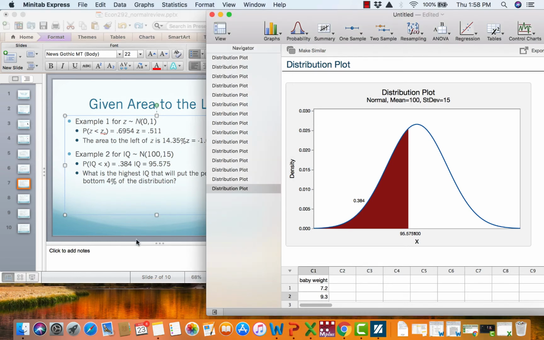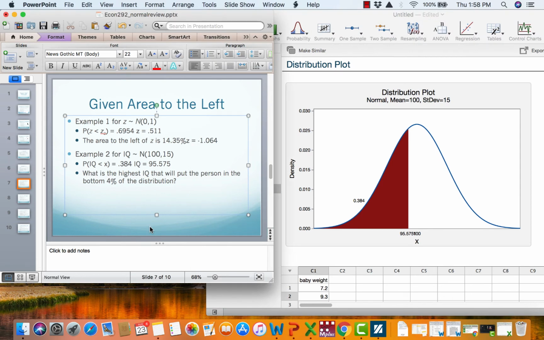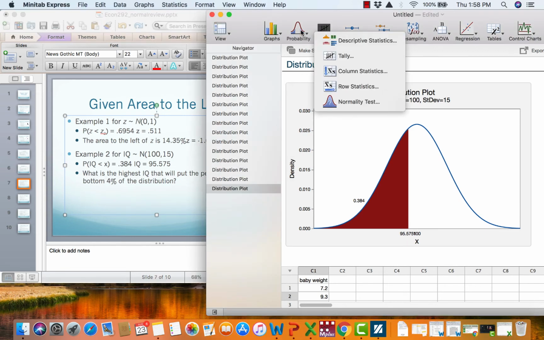Okay, all right. Now, this next question is typically how it will be worded. All right, so let's make sure that you know the key words to pay attention to. What is the highest IQ that will put the person in the bottom 4% of the distribution? All right, ignore highest, guys. All right, what's important here is the word bottom. That's bottom, the left side of the distribution. The word top signifies the right side of the distribution. All right, so what we're given here is bottom 4%.